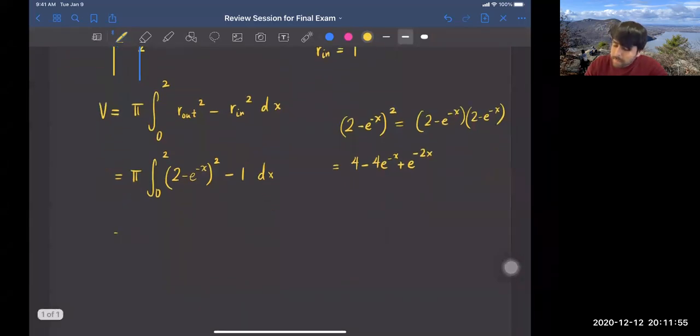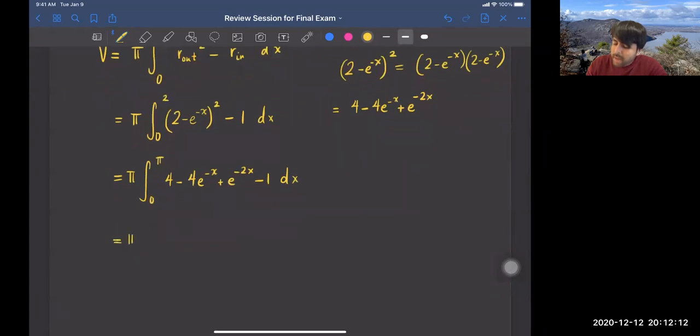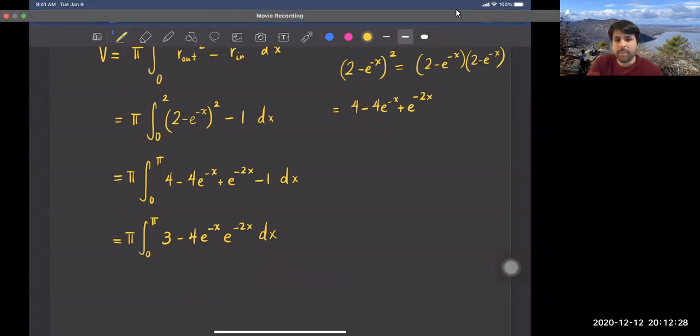So that's going to be pi integrated from 0 to 2 of 4 minus 4e to the negative x plus e to the negative 2x minus 1 dx. So this will equal pi times the integral from 0 to 2 of 3 minus 4e to the negative x plus e to the negative 2x dx. This looks very similar to one of the problems that we did in class where I had completely overlooked evaluating it at 0.